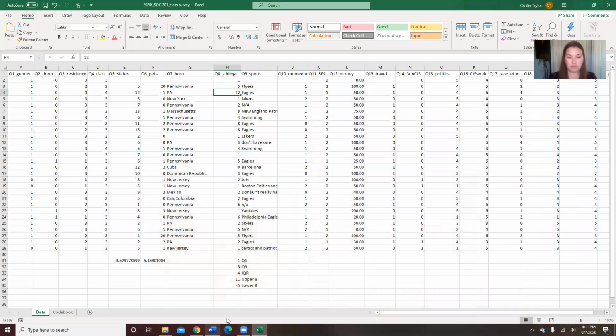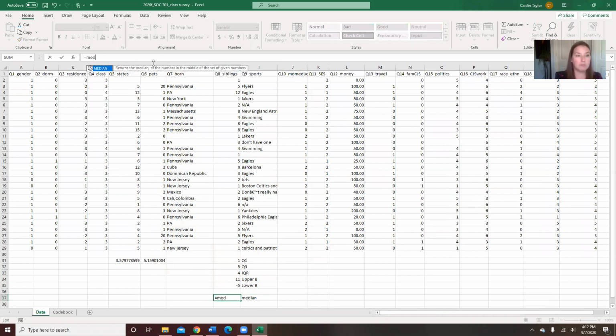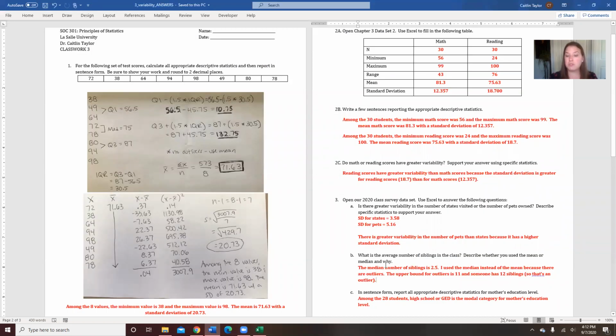Oops, and I have to show you how to calculate the median. So if we want our median to go here, we put the cursor on the cell where we want the answer to go and type in equals MEDIAN, and the range is cell H2 to H29. That gives us the median of 2.5, the middle number. So here we would say the median number of siblings is 2.5. I used the median instead of the mean because there are outliers.